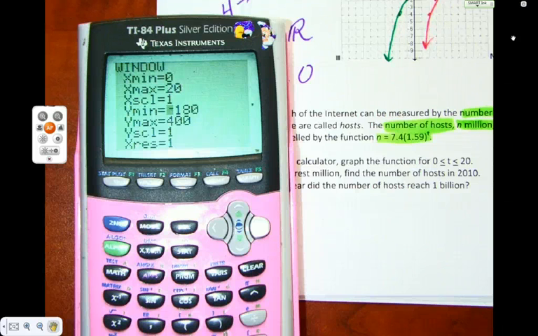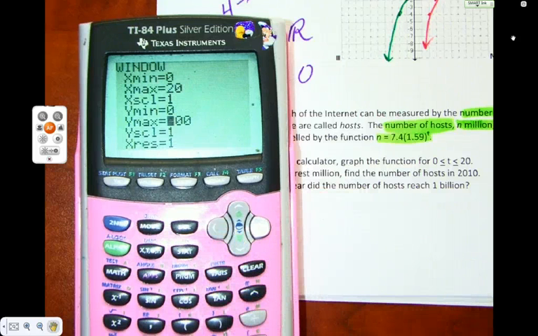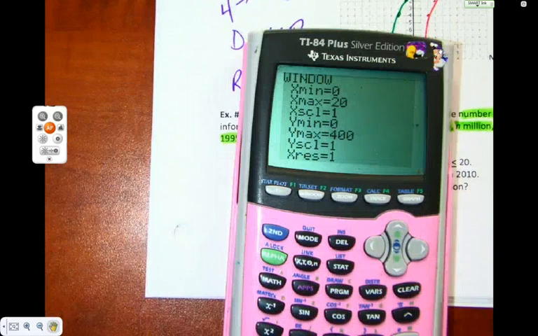What's the lowest that y could be? Okay, has to be 0. What's the highest y could be? Well, what does y represent? Number of years after 1995. Why after 95? Why is that an important year?